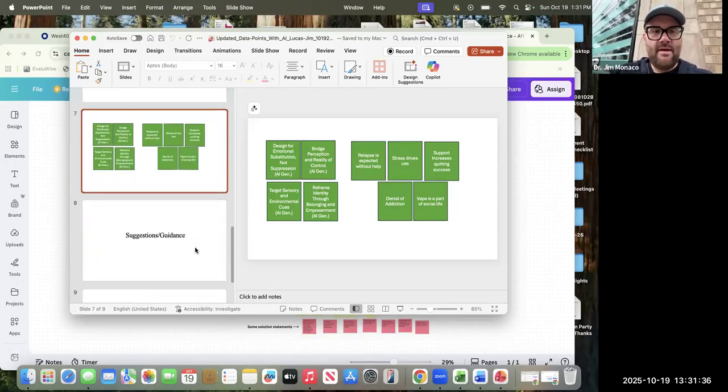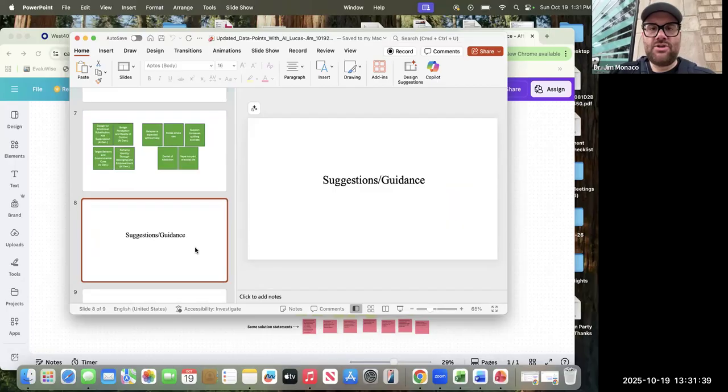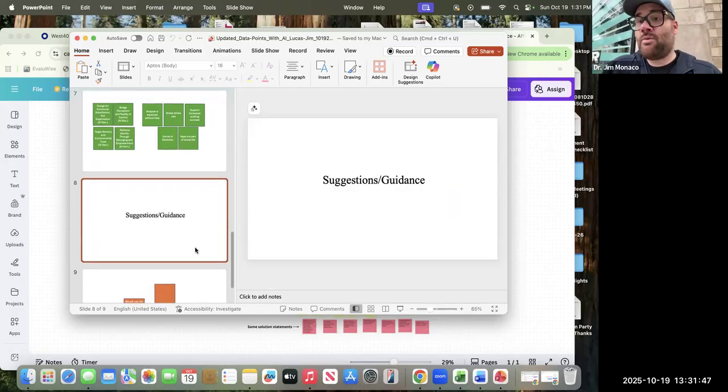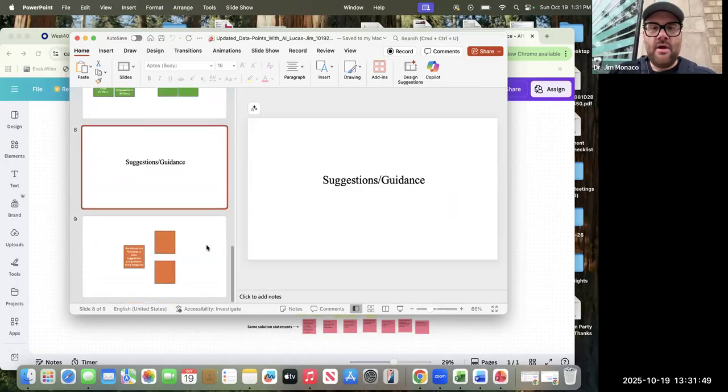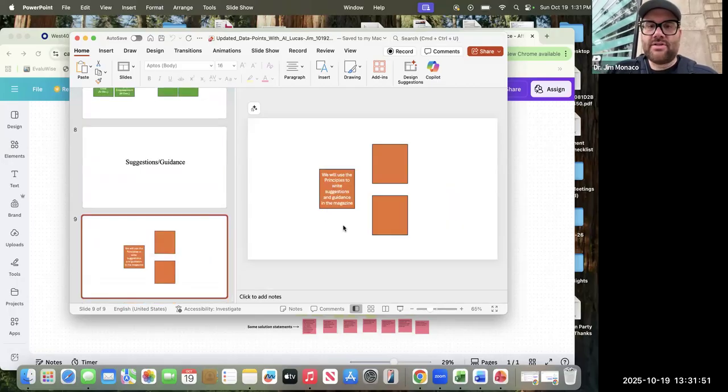And then instead of solutions, we've come up with calling it more suggestions and guidance. Since in our magazine, we don't want to say, here's your solutions, there you go, but this is what we suggest and how we would guide you. So we'll use the principles to write suggestions and guidance in the magazine.